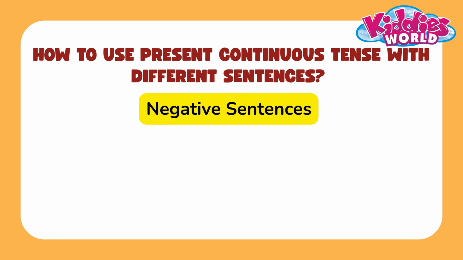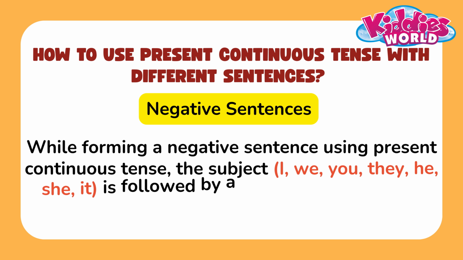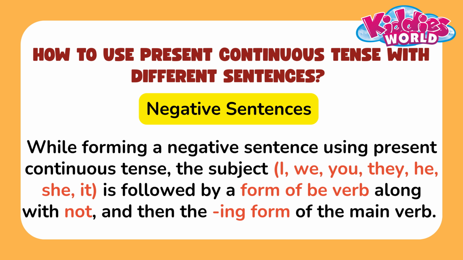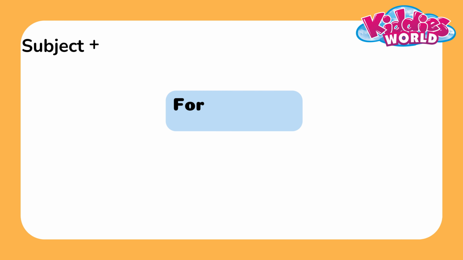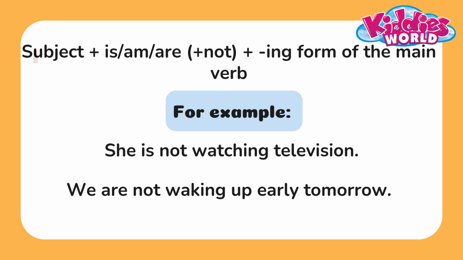Negative sentences. While forming a negative sentence using present continuous tense, the subject I, we, you, they, he, she, it is followed by a form of be verb along with not and then the ing form of the main verb. Check the form and example below.